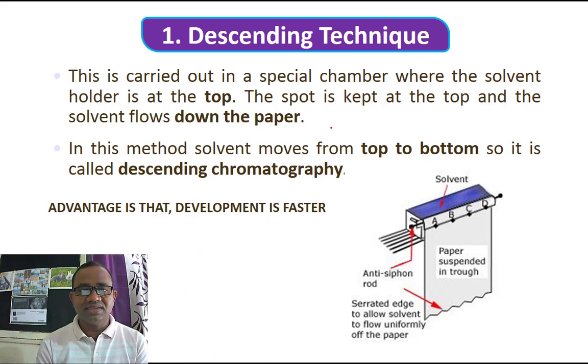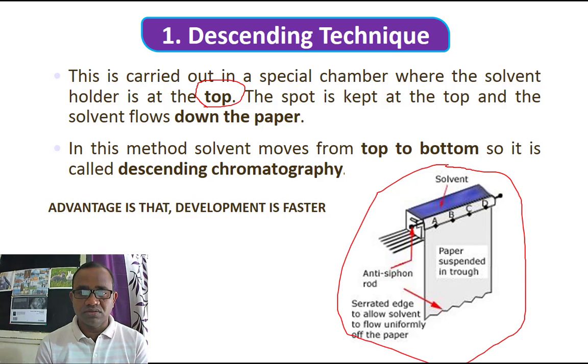In the descending technique, this is actually carried out in a special chamber where the solvent is kept at the top. Okay, here you can see in this chromatography, at the top we put the solvent system. The solvent system descends down along with gravity. So from the top it reaches the bottom, therefore it is called descending chromatography. The main advantage of the descending technique is that the development is faster, right?